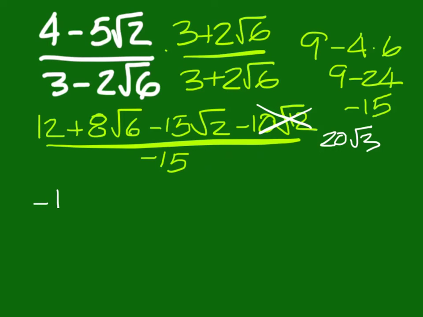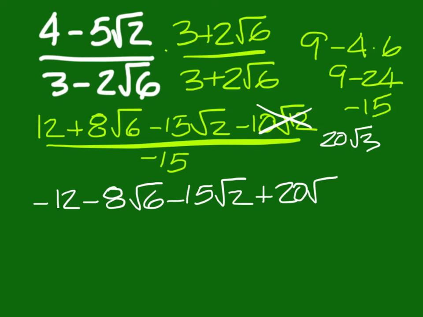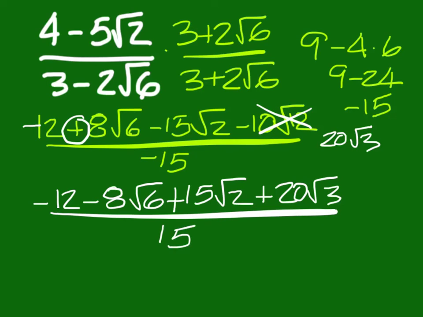So we can have negative 12 minus 8 square root of 6 minus 15 square root of 2 plus 20 square root of 3. And that should have been a plus right there because we're changing the signs. We changed that one, this one, and in front of the 15 is a plus. And plus, right, and then on the bottom we have 15.